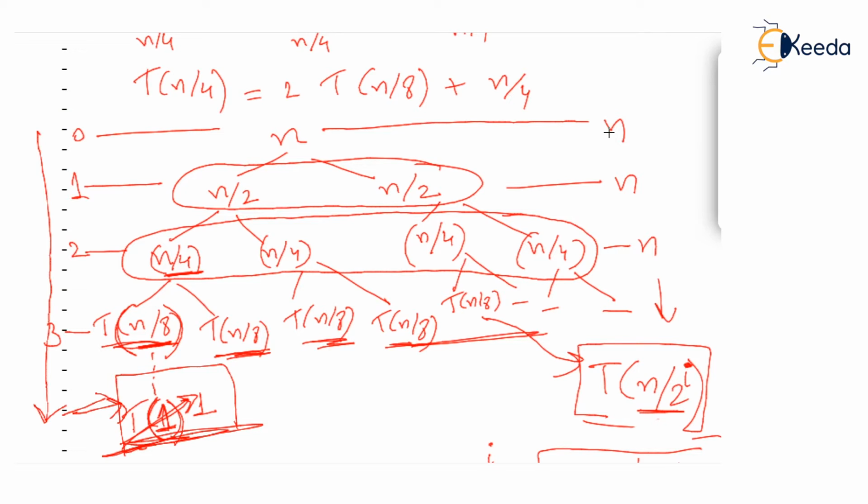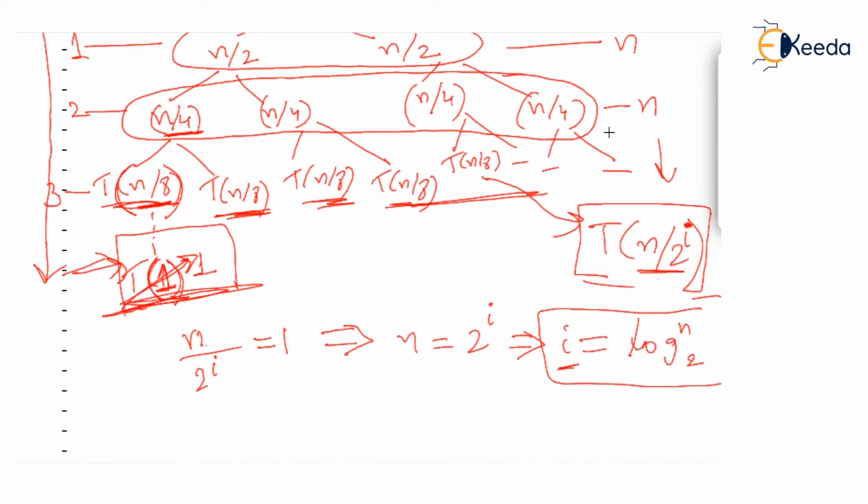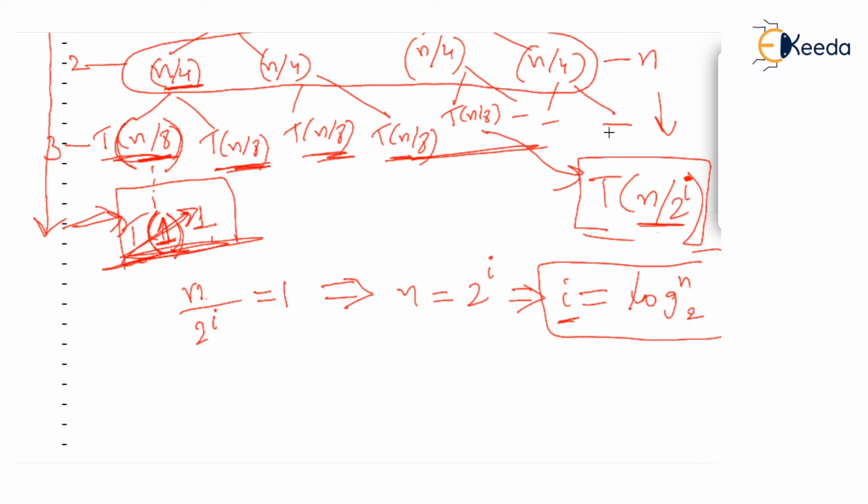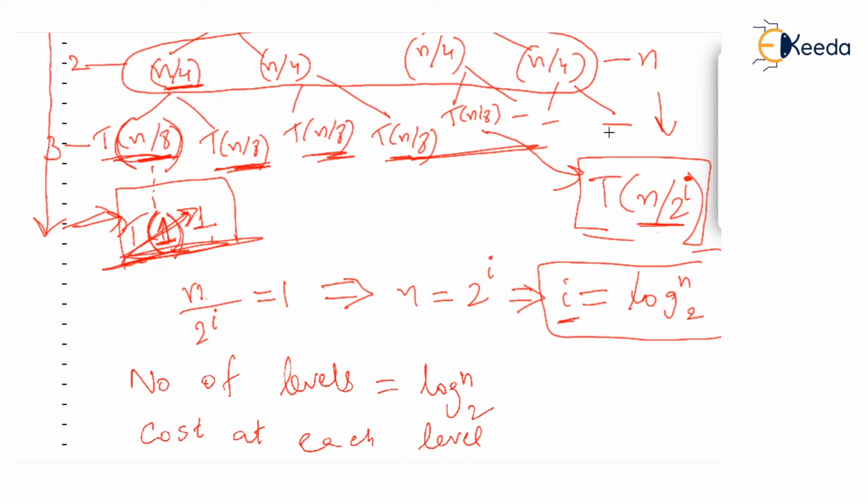And now it is so easy. If the number of levels is log of n to the base 2, check this. Number of levels is equal to log of n to the base 2. And we want to find out the total cost, isn't it? We want to find out the cost at each level. And we know that the cost at each level is exactly n, isn't it so?